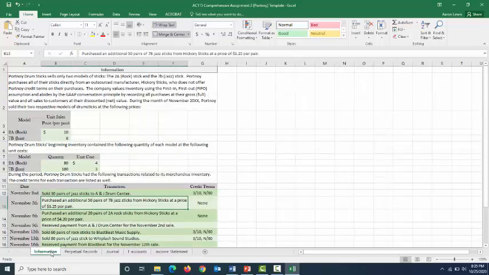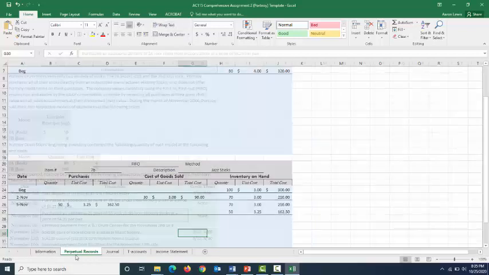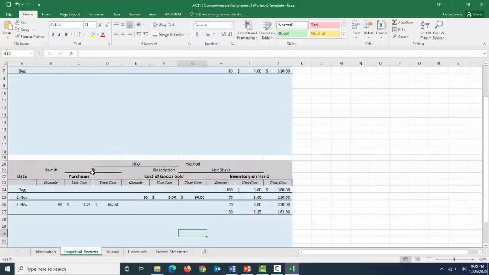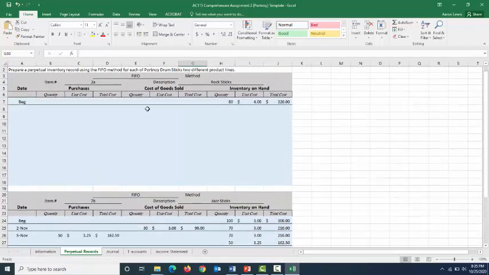Two transactions down. Moving on to our third transaction, where we purchased an additional 20 pairs of 2A rock sticks from Hickory Sticks at a price of $4.20 per pair. Well, we can go to our perpetual inventory record and throw that in as well. This time we are buying 2A rock sticks, so let's not go on autopilot and put it in the table for our 7B jazz sticks. We got to go up to our 2A rock stick table.